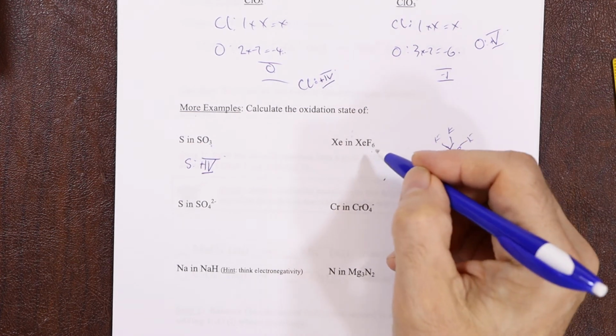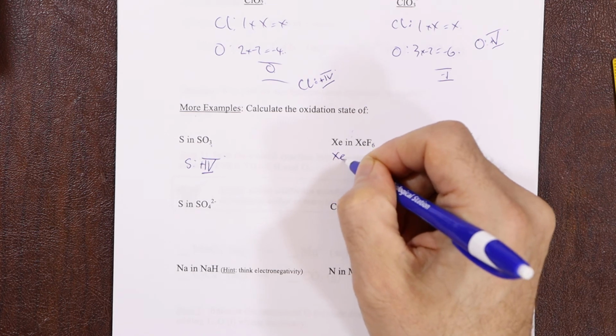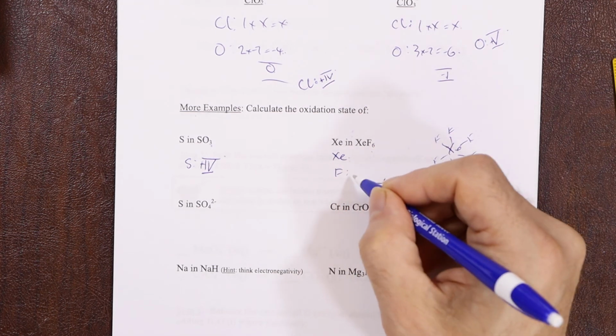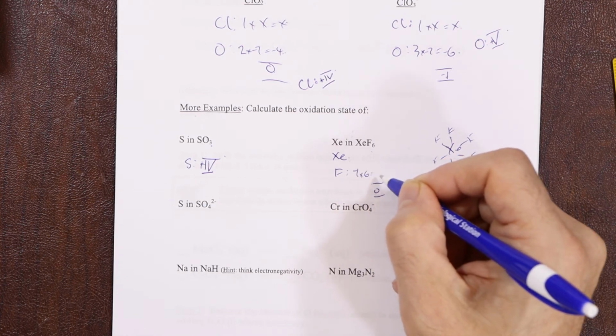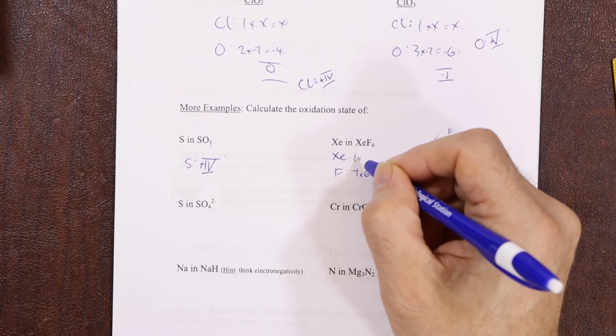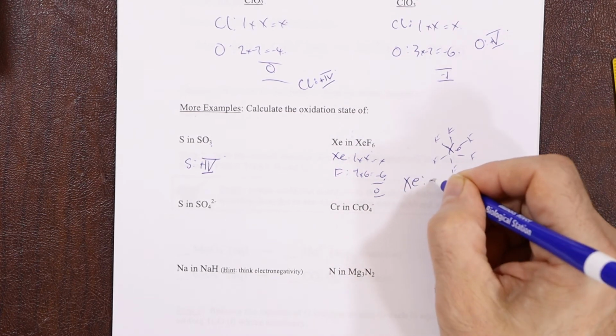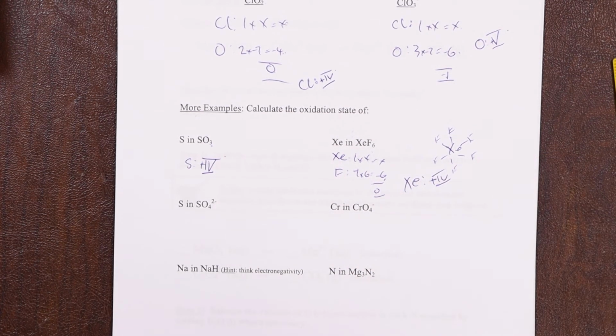So xenon is actually the variable here. Let's do it anyway. Xenon, fluorine, you can probably see where this is going. Adds up to 0. Fluorine is minus 1 times 6 is minus 6. Xenon is 1 times X. It must be plus 6. So xenon in this compound is a plus 6 oxidation state. Obviously no such thing as a plus 6 xenon ion, right? But in this compound it's a plus 6 oxidation state.